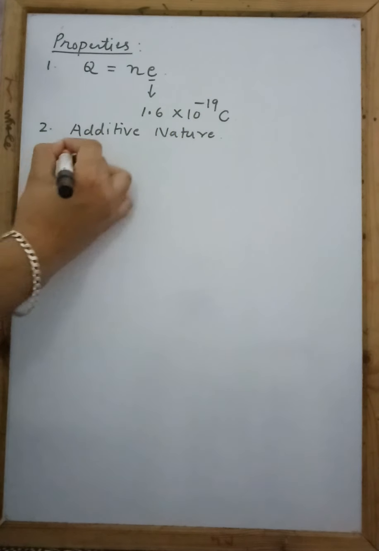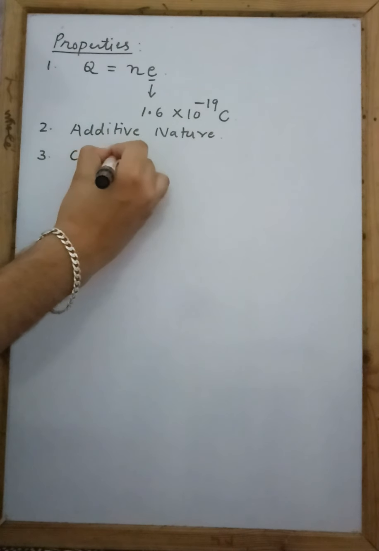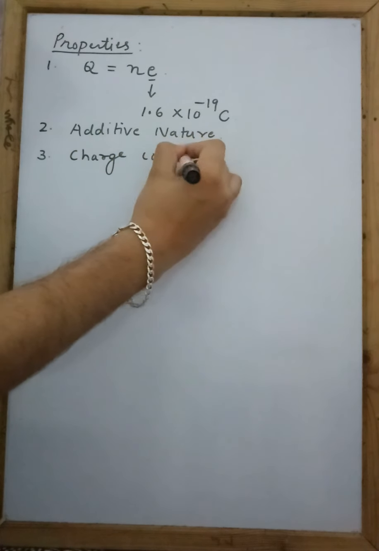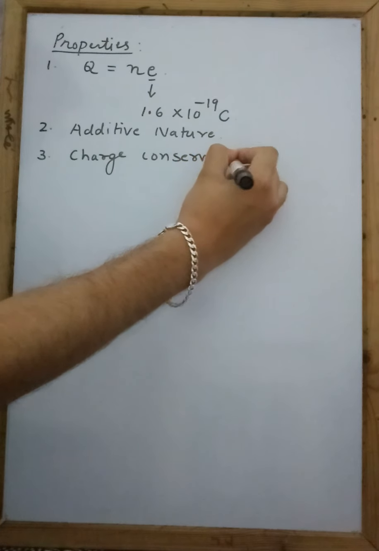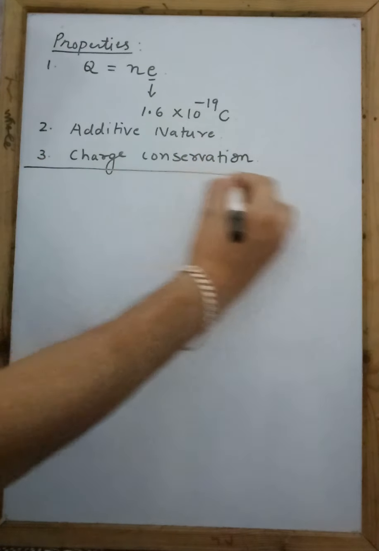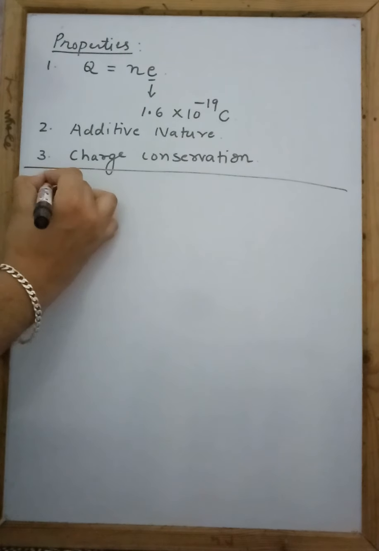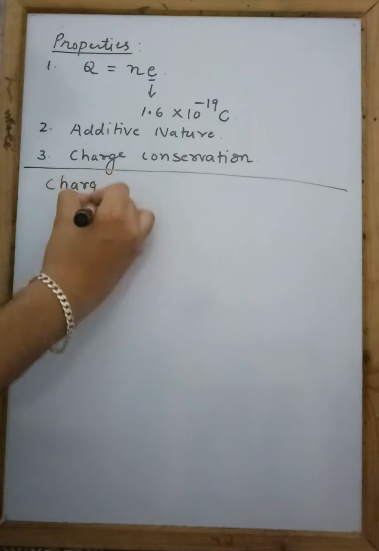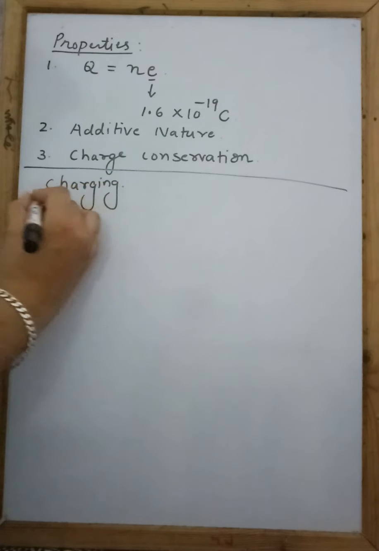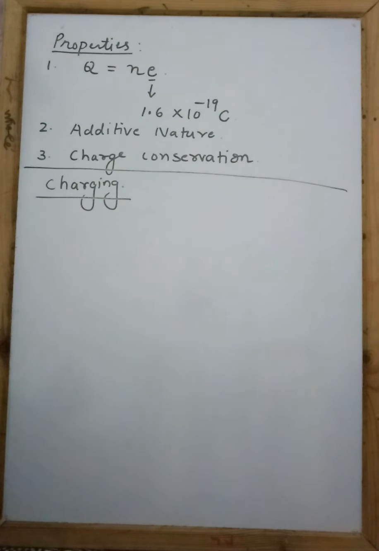And the third very important property was charge conservation. So this is what you have done in the last video. Now the next thing that we are going to understand is, what is the process of charging? So what exactly is charging?